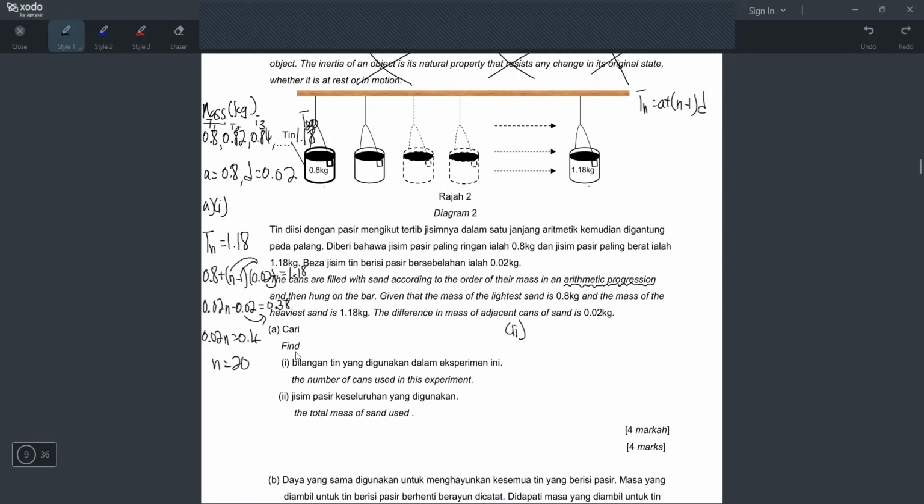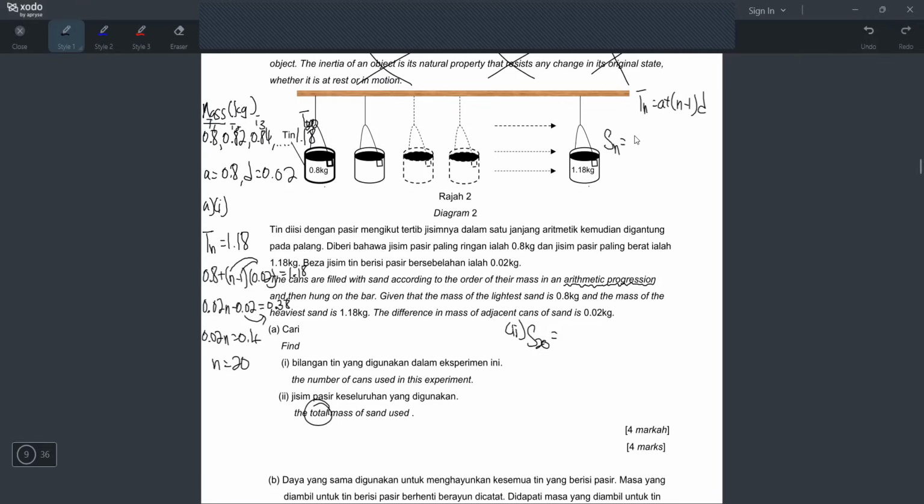Question 2 says, find the total mass of sand used. Okay, the mass of the first can is 0.8. The second one is 0.82, 0.84, and so on, right? So how to calculate the total mass? You find the S20. Because when you see the word total it means you have to sum up. Sum means you have to plus. It means 0.8 plus 0.82 plus 0.84 plus until 1.18. It means you are getting the sum from T1 to T20. That's why you do S20.